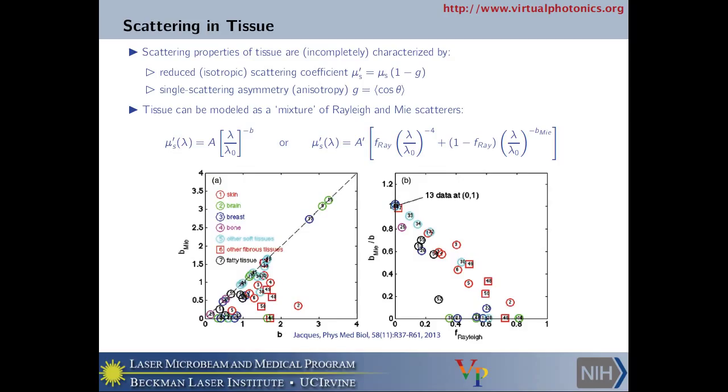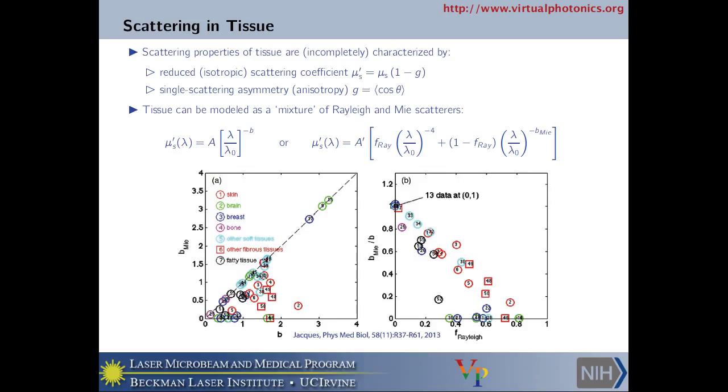So this plot is from Steve Jacques' recent paper in Physics in Medicine and Biology, where he maps reported values for B and B Mie. If B Mie equals B, it means that there are minimal Rayleigh scatterers in the material. So tissues that lie on this 45-degree line, it indicates that F Rayleigh is basically 0. And the further deviation you get from this 45-degree line indicates the higher prominence of Rayleigh scatterers in that tissue.